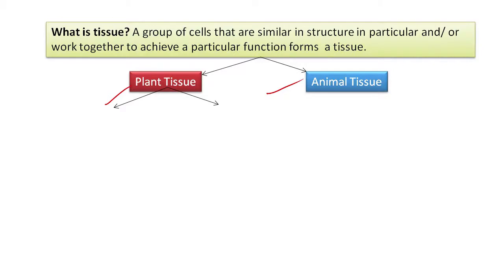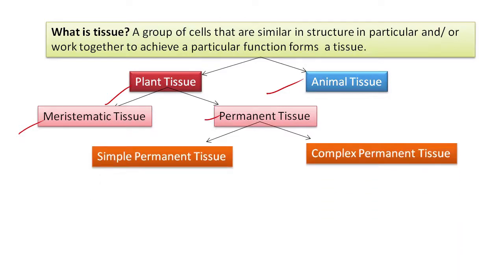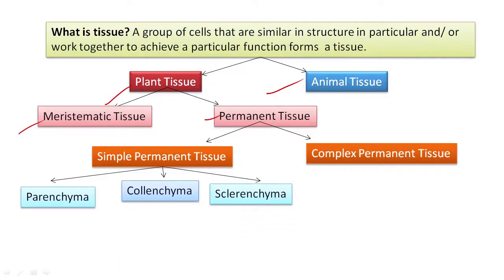Plant tissue has two types, that is meristematic and permanent. Permanent tissues are again of two types, simple permanent and complex permanent. Simple permanent tissues are of three types: parenchyma, collenchyma, and sclerenchyma. Whereas complex permanent tissues are of two types: xylem and phloem.